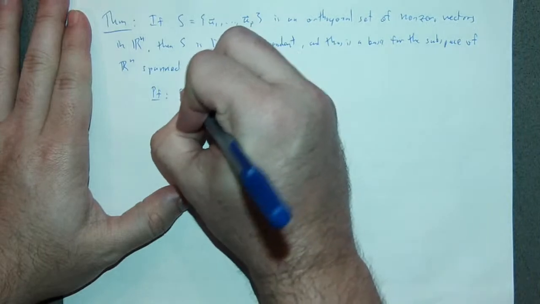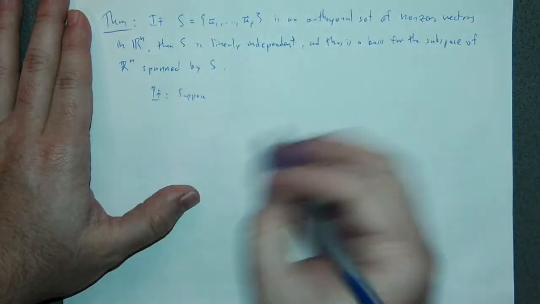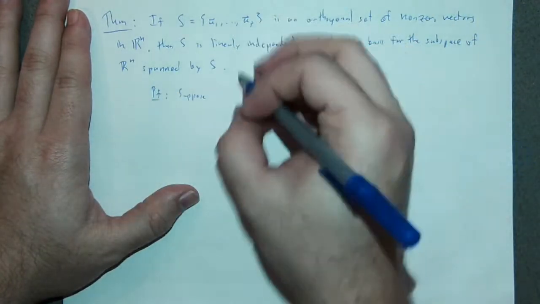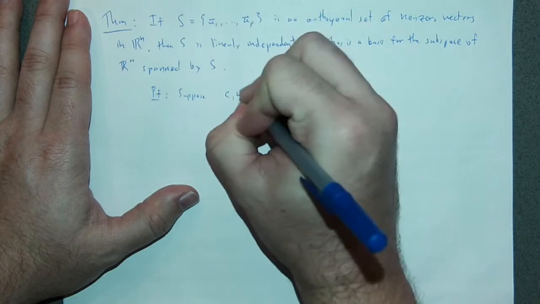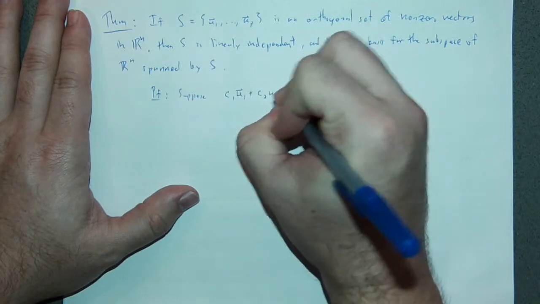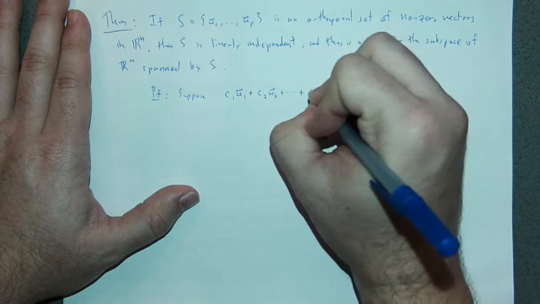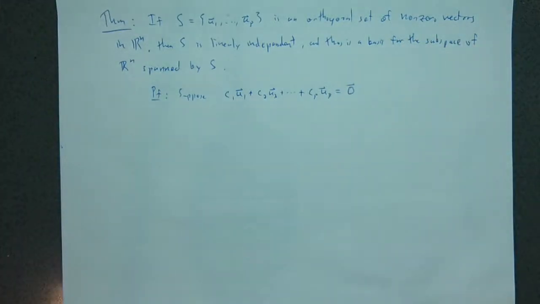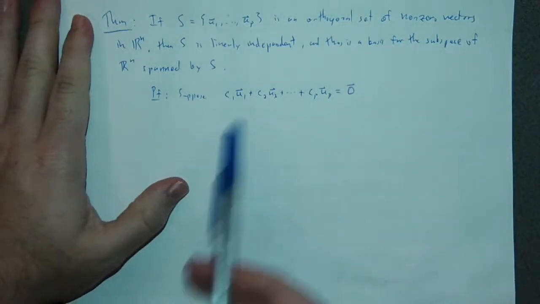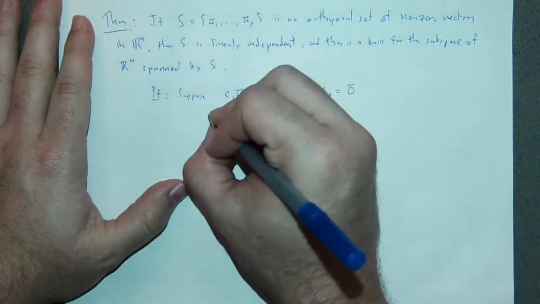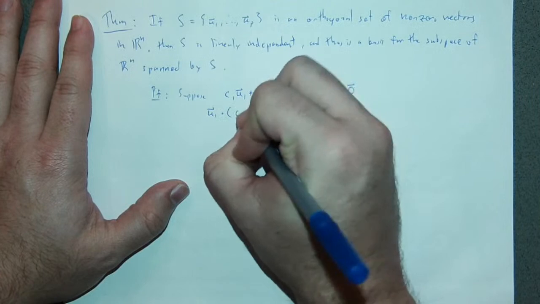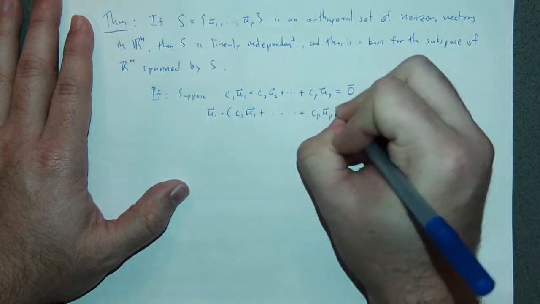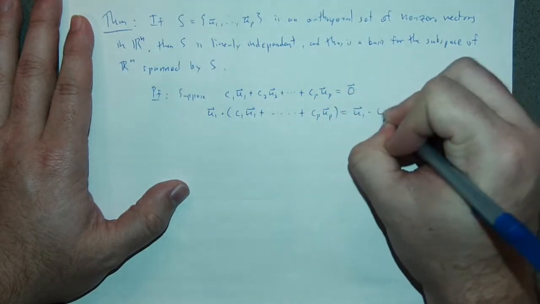So suppose that we have a non-trivial linear combination, or I don't even have to say that. I don't have to do this by contradiction. I can just do this directly. So suppose that I have a linear combination of these vectors that sums to the zero vector. Okay, so dot both sides of this with U1. So U1 dotted with this left-hand side is equal to U1 dotted with 0.